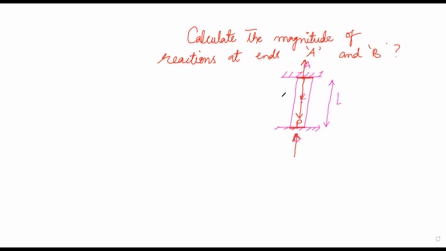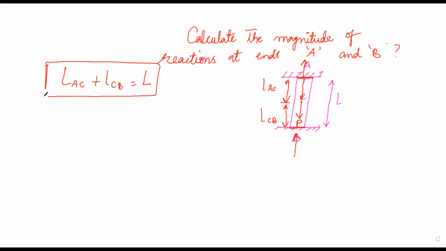Let's suppose we are also given that the distance from A to C is L, and we're also given the distance from C to B as L, such that LAC plus LCB is equal to the total distance L. This is quite given to us. Now the question is, we have to calculate the reaction at end A and the reaction at end B.